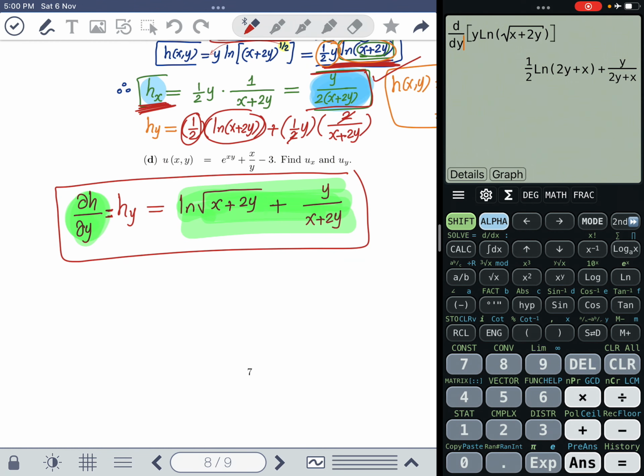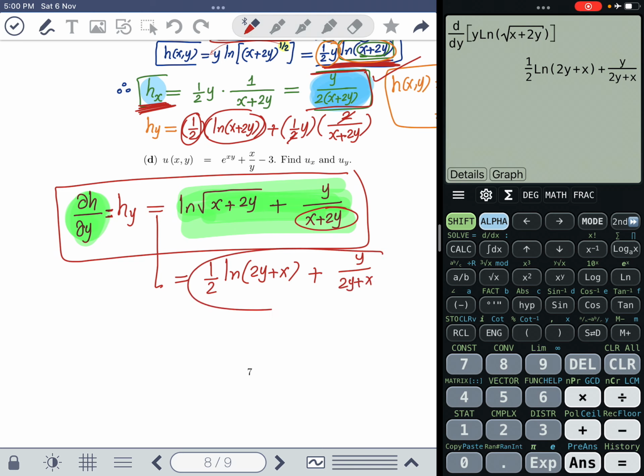By the way, if you want to remember, this is the square root. I put it back on, but you can leave it outside. You can say half ln 2y plus x, or x plus 2y, doesn't matter, plus y over, and look at this, x plus 2y. You can write it as 2y plus x. It doesn't matter.